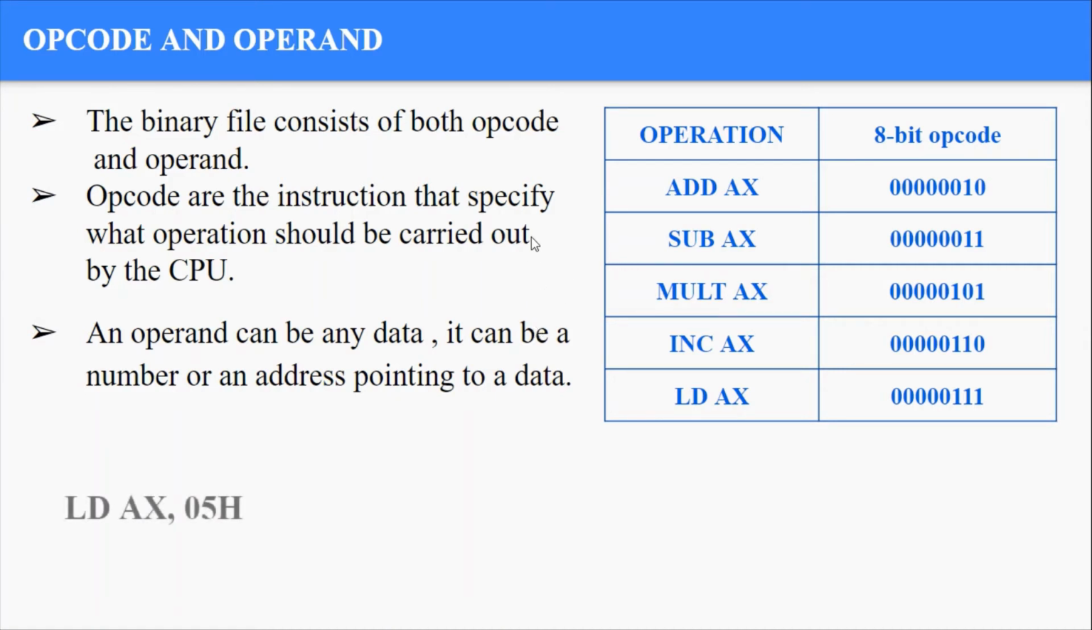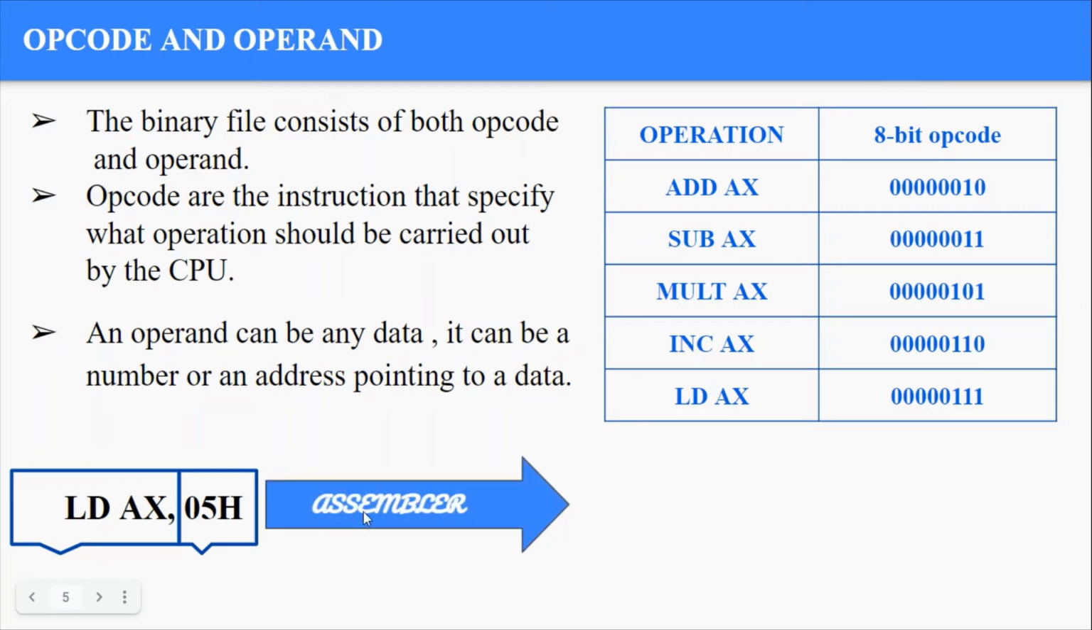Now for example, LD AX, 05H. It's an assembly instruction, where LD in assembly means load, and AX is a register present inside the CPU. We will talk about registers in the forthcoming lectures in the memory section. For now, just keep in mind that registers are quickly accessible memory space inside the processor. And 05H is a hexadecimal representation of the data to be stored in the register AX.